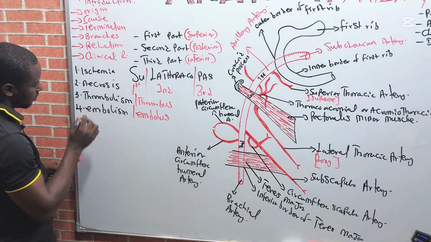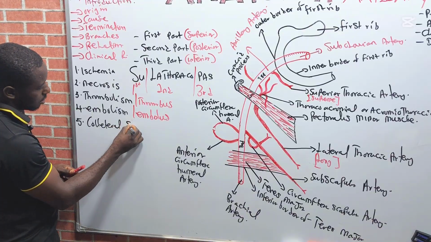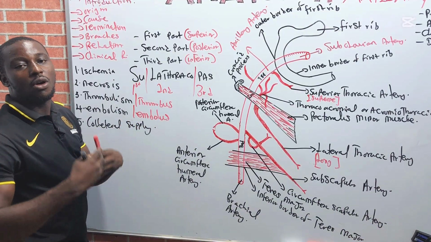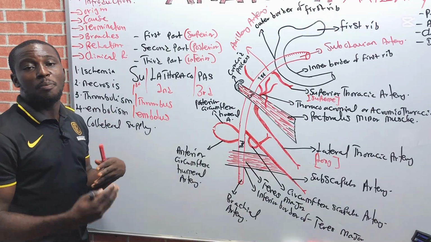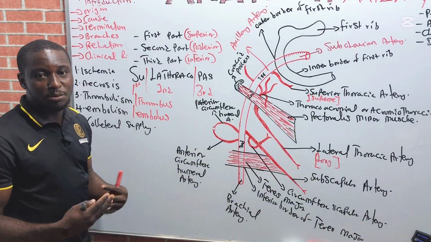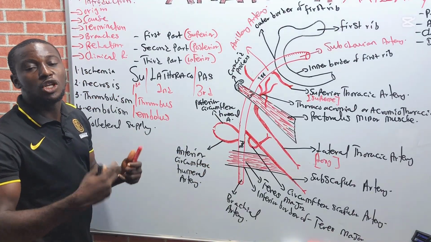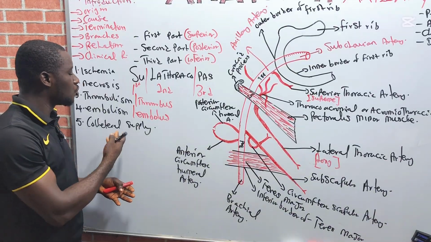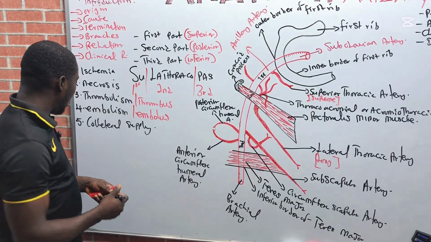Number five, we have collateral supply. The axillary artery ensures good perfusion of blood to the upper limb structures. That is giving collateral supply, sufficient blood supply to the upper limb structures, right? Because it has branches. These are the branches of the axillary artery, giving good perfusion or good supply to the upper limb structures. So that is what we call collateral supply, ensuring adequate blood supply to the upper limb structures, right?